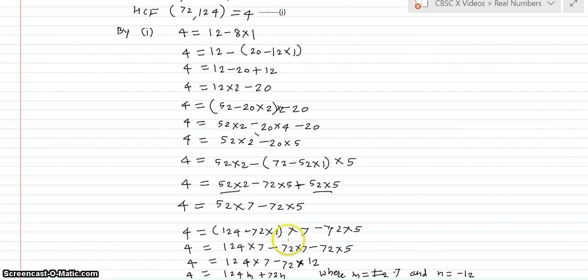Okay, in this way we have proved that the 4 can be written as a linear combination of 124 and 72, and by above we have already seen that the GCD of 124 and 72 is 4. That's the example.